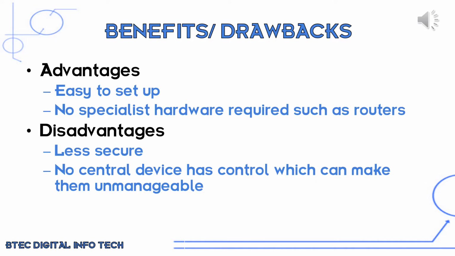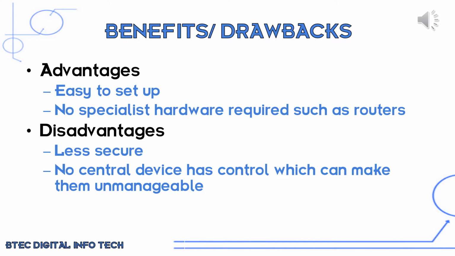So the first advantage is that it's easy to set up. An ad hoc network is a very simple thing to set up. So in the exam, if you were to just write easy to set up, you would get the mark. Another advantage is no specialist hardware is required. So you can give an example such as a router or a server. You don't necessarily need anything technological, really advanced to set up this network.